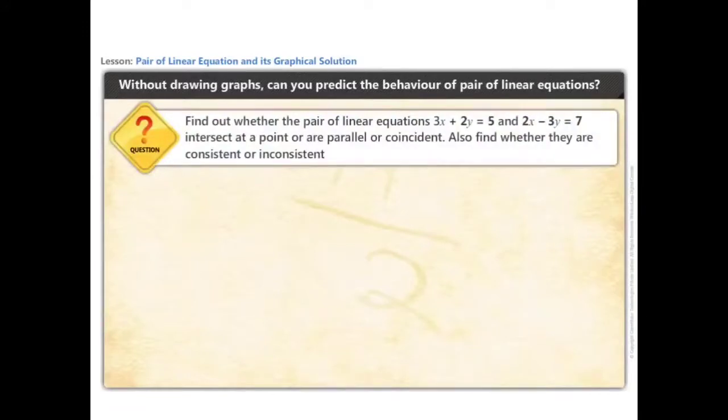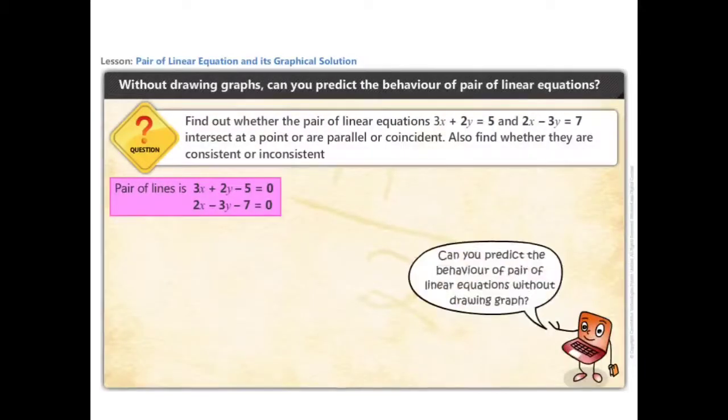Find out whether the pair of linear equations 3x plus 2y is equal to 5 and 2x minus 3y is equal to 7 intersect at a point or are parallel or coincident. Also, find whether they are consistent or inconsistent. Here, the given pair of linear equations are 3x plus 2y minus 5 is equal to 0 and 2x minus 3y minus 7 is equal to 0. Can you predict the behavior of pair of linear equations without drawing graph?